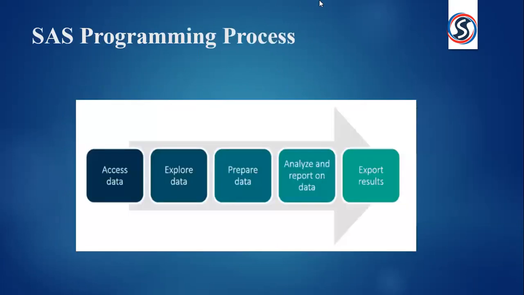Now, SAS programming process. Whenever we work with SAS, these are the 5 programming processes. The first programming process is to access the data. Second one is to explore the data. Third one is to prepare the data. And the fourth is to analyze and report on the data, and export the result in the last.